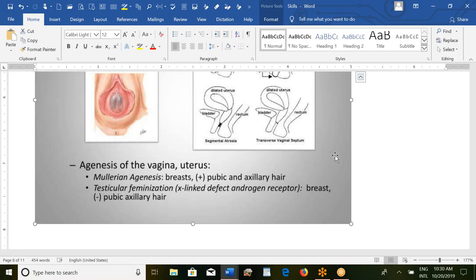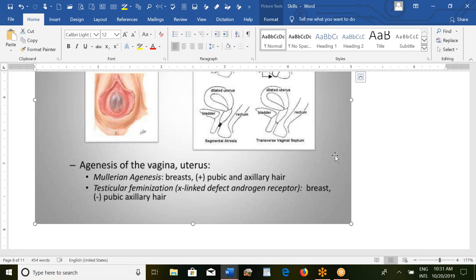The second thing: the old name was testicular feminization, but now we just use androgen insensitivity syndrome. There is an X-linked defect in the androgen receptor, and all over the body, hair growth depends upon the level of androgens. For the development of male external genitalia, you need dihydrotestosterone, the active form of testosterone. Here the androgen receptor is defective.